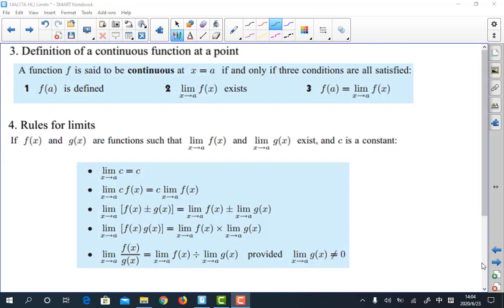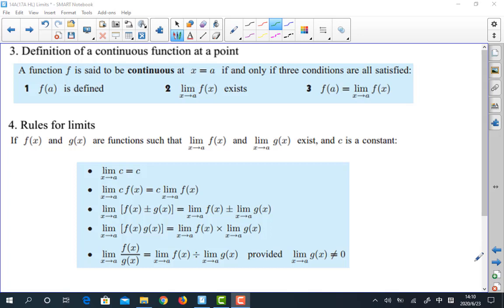I hope that you guys can keep those three conditions for the continuity of a function at an x value firmly in your mind, especially HL students. HL students need to apply this definition with those three conditions to prove why a function is continuous at x equals a value a in the optional calculus.